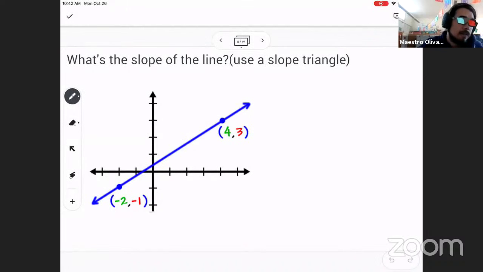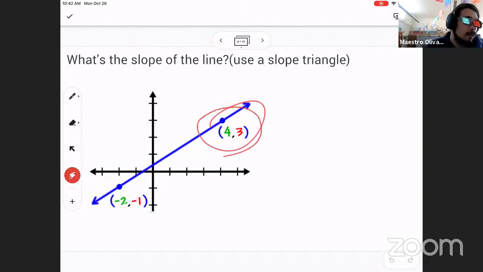The first thing you want to do is start at a point. Does it matter if I start at the point on the bottom or the point on the top? It don't matter. I'll start at the top point here.